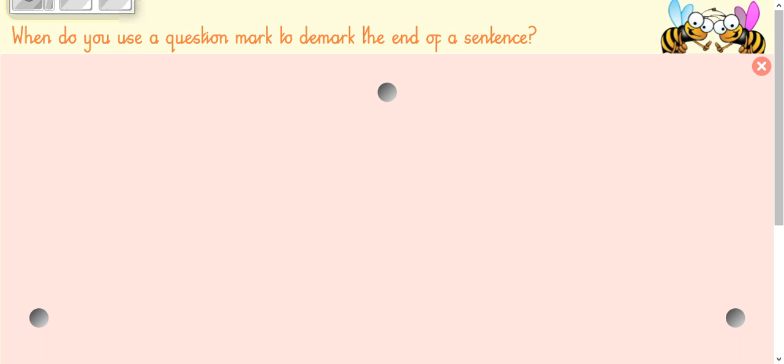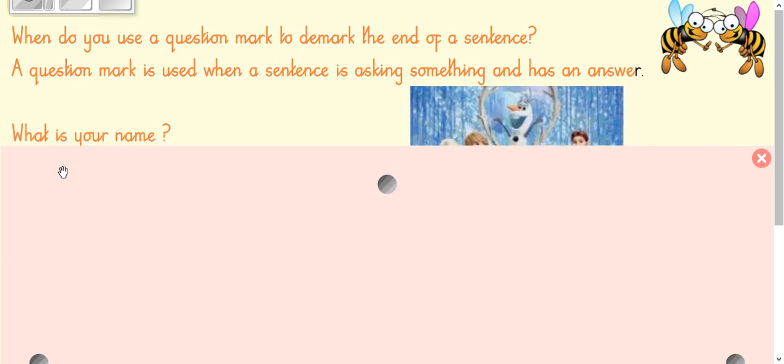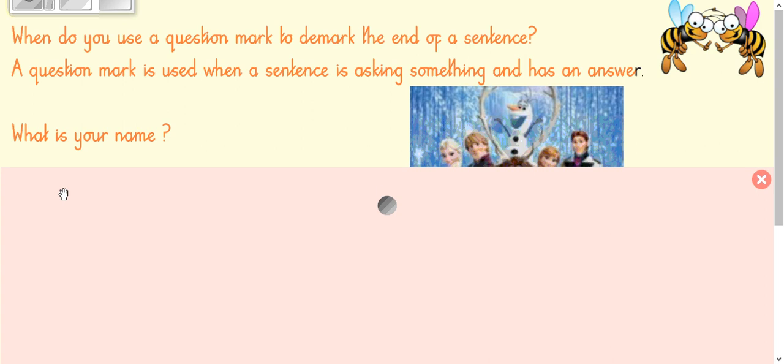So, when do you use a question mark to demark the end of a sentence? A question mark is used when a sentence is asking something and has an answer. Just like in my examples here. What is your name? As you can see, I'm asking somebody something, and at the end of my sentence, I have placed my question mark.